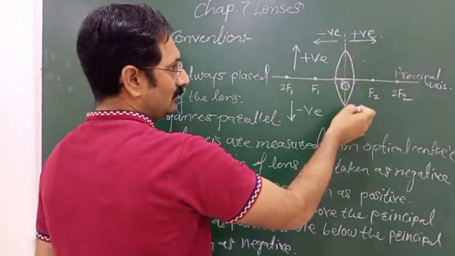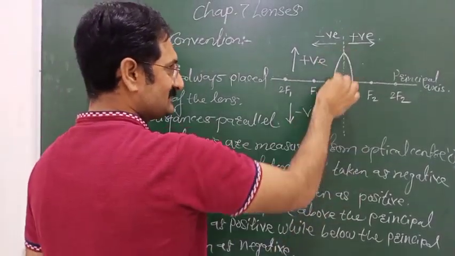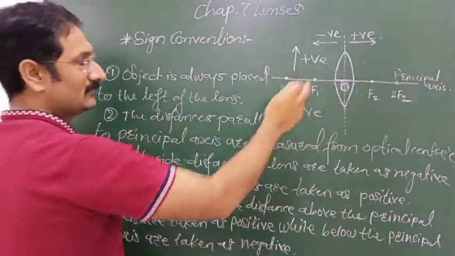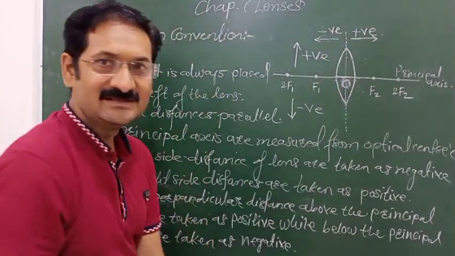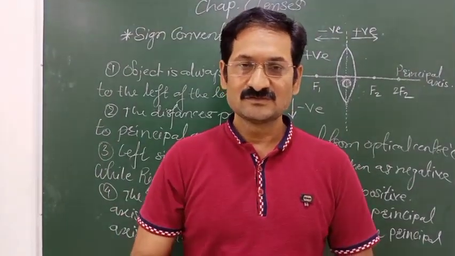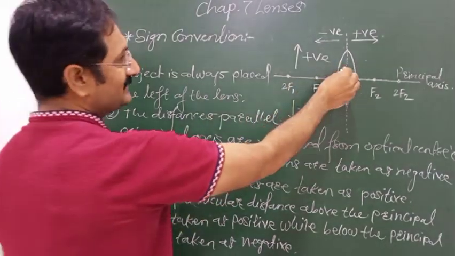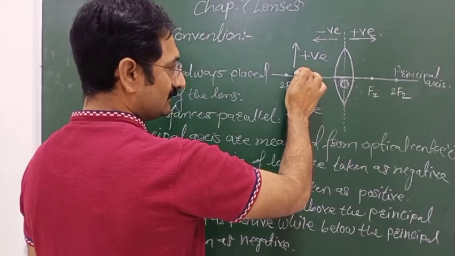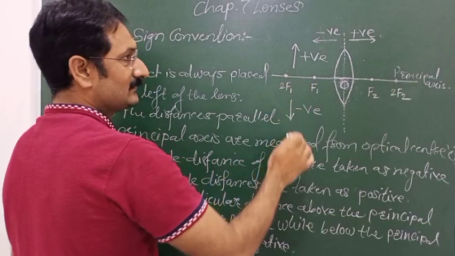Here we show a convex lens, but if we take a concave lens in place of the convex lens, it doesn't matter. All the rules which we show here for the convex lens are the same for concave lenses. Means for both types of lenses, the sign convention is the same. One important thing to remember here is that the object is always on the left side of the lens, whether it is a convex lens or a concave lens.